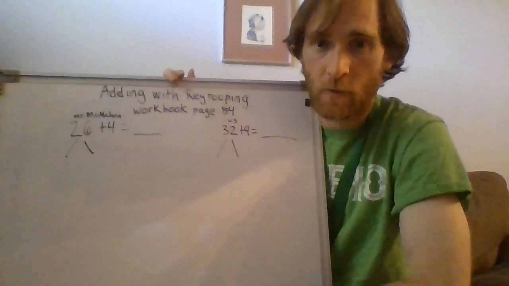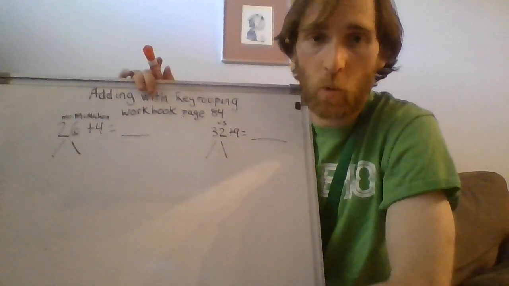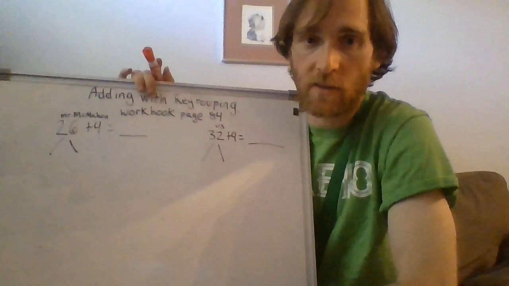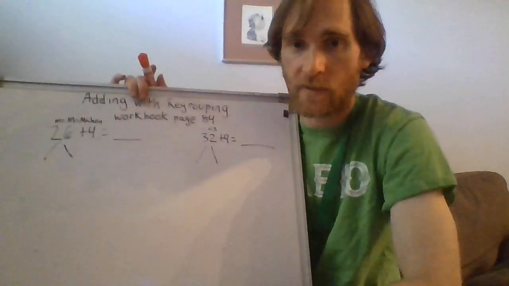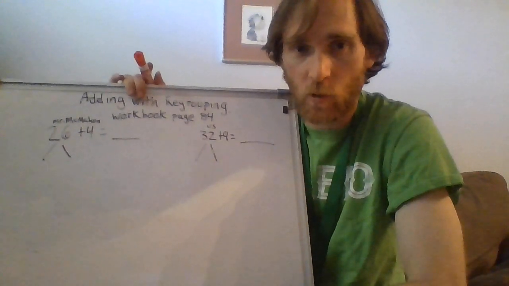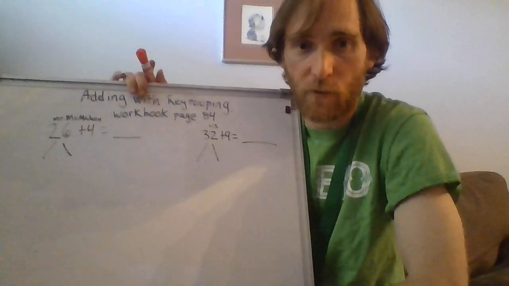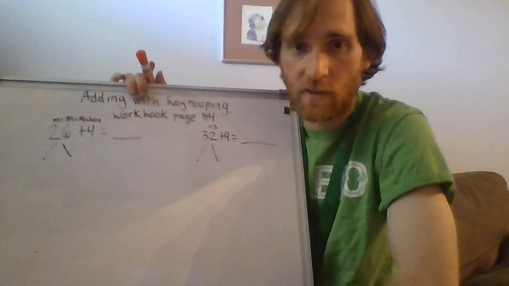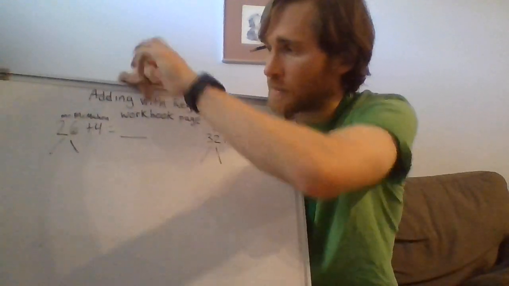We are here. We are going to do workbook page 84 today. Mr. McMahon is going to do the first problem on there, 26 plus 4. We are going to work on this next problem, 32 plus 9. And then after that, my friends are going to do the rest. All right. 26 plus 4.